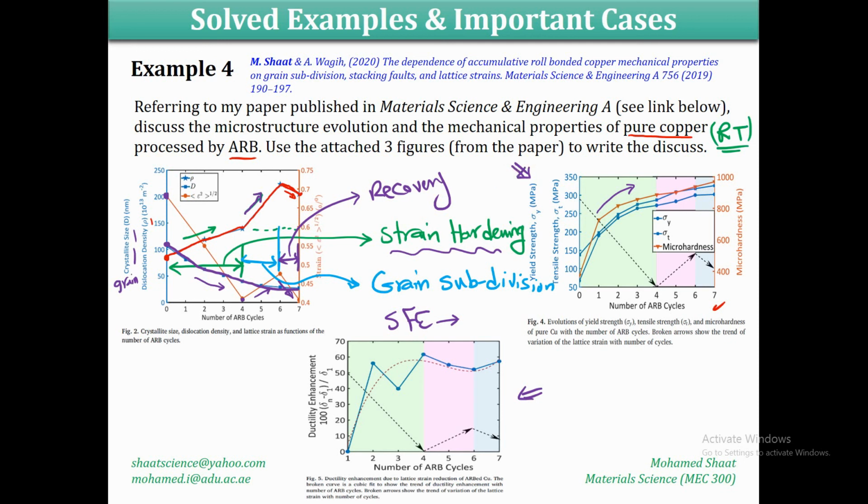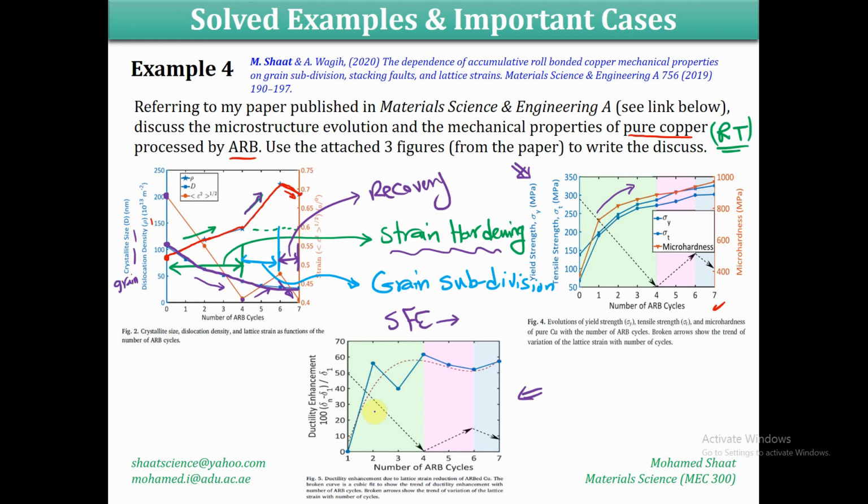So in general, this figure indicates that we're gonna have an increase in the strength, tensile strength, and micro hardness as we increase the number of accumulative roll bonding cycles. And the reason is 2 strengthening mechanisms. The first one is the strain hardening because of the multiplication of the dislocation. The second one is the formation of new grains due to the grain subdivision with high angle grain boundaries. Make sense? How about the ductility?